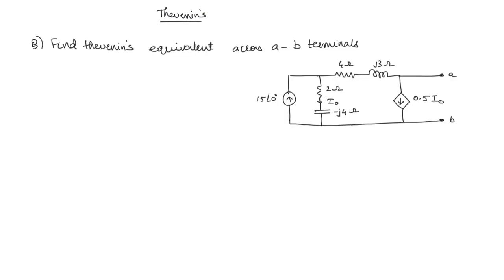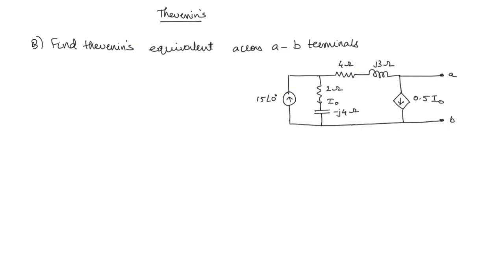Next we will see Thevenin's theorem. We will understand it by means of an example. Find Thevenin's equivalent across the AB terminals. So this is the given circuit. Here the A and B terminals are present. Here you can see that there is a dependent source also present.